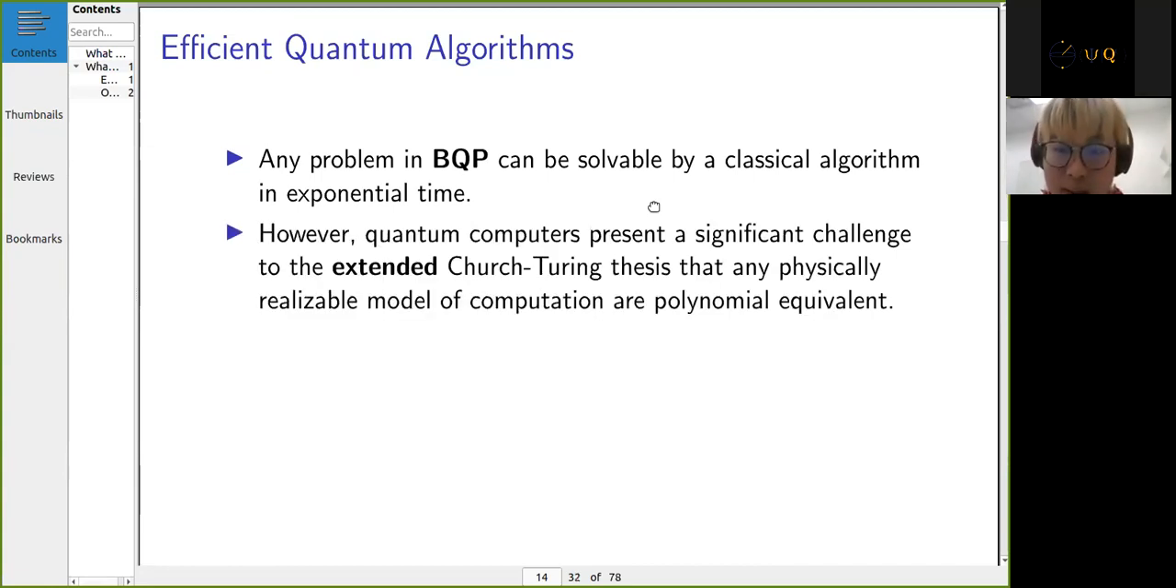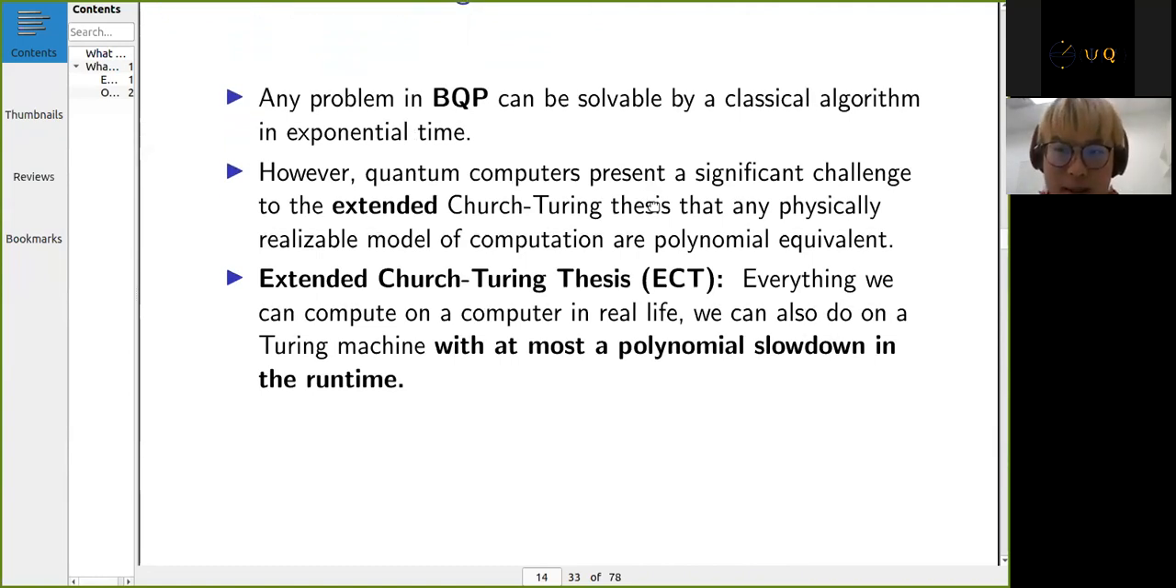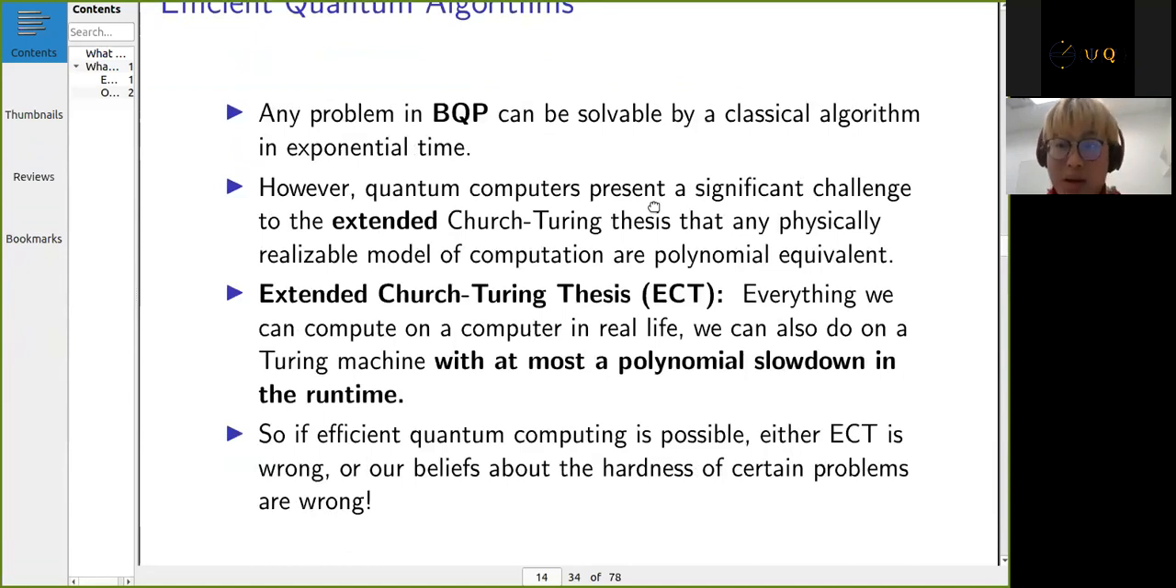However, there's an idea called the extended Church-Turing thesis that quantum computers present a significant challenge to. What the extended Church-Turing thesis states is that every problem that we can compute on a computer in real life, we can do on a Turing machine with at most a polynomial slowdown in the runtime. So this means that if efficient quantum computing is possible, then either the extended Church-Turing thesis is wrong, which would be a very surprising possibility for computer scientists, or our beliefs about the hardness of certain problems are wrong, which would also be a very surprising possibility.